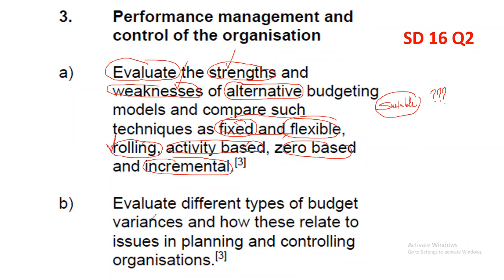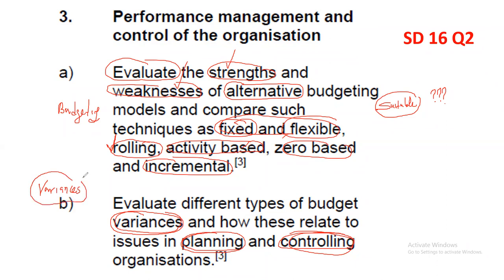After that, we've got evaluation of variances, the different types of variances and how these relate to learning and controlling of an organization. So these are two aspects: evaluating the different approaches to budgeting, and also evaluating the type of variances that we use and how we can improve on the variance analysis system.